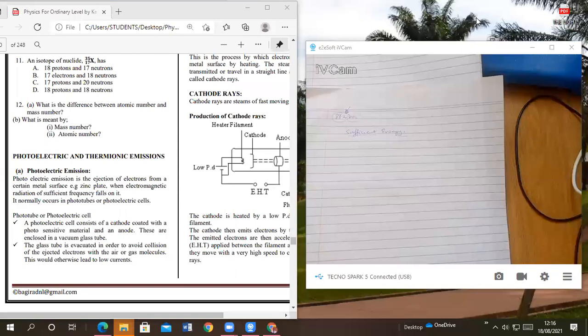So inside the solar panels, we have what we call the photoelectric cells. Some of them are found in photo tubes. What are photo tubes? We have seen the fluorescent tubes. You see the fluorescent tubes?